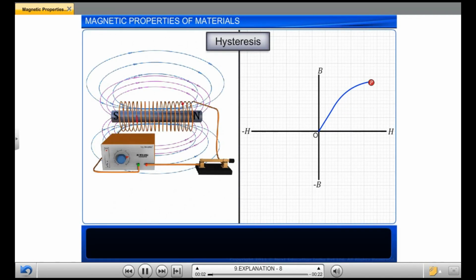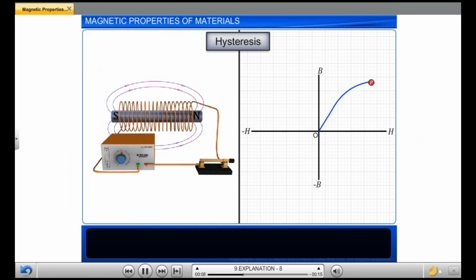By reducing the current through the solenoid, the applied magnetic field H decreases to 0. When H is equal to 0, the magnetic field strength in the ferromagnetic material B is not equal to 0, and this is represented by the curve PQ in the graph. And the value of B at H equal to 0 is called retentivity or remanence.